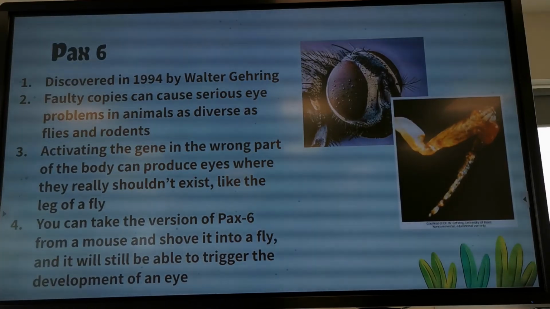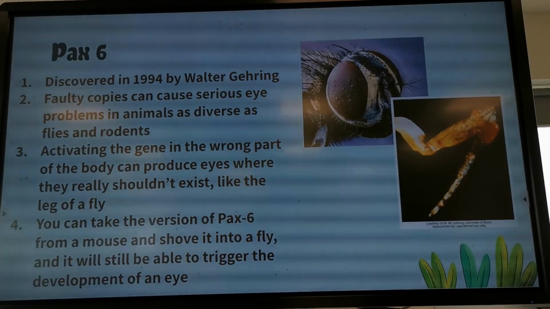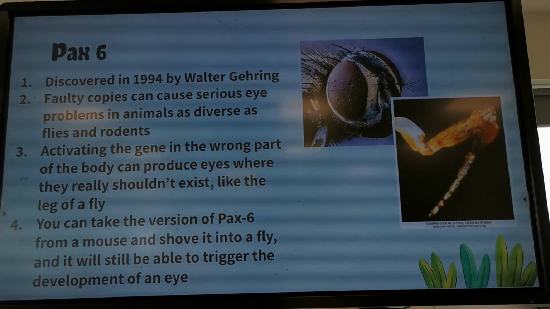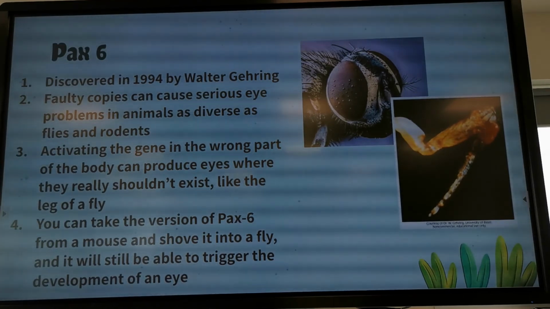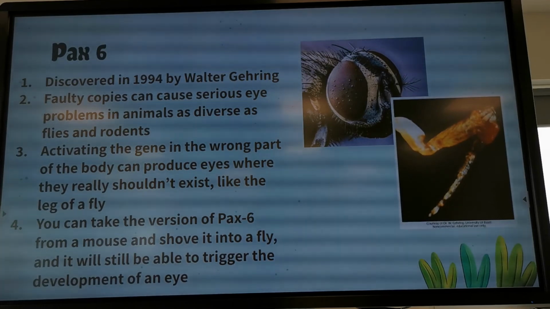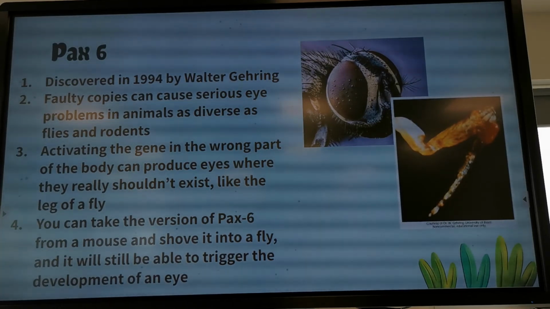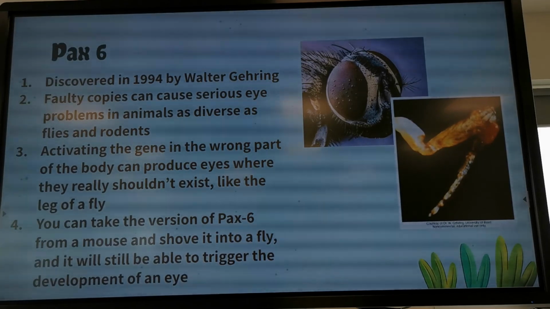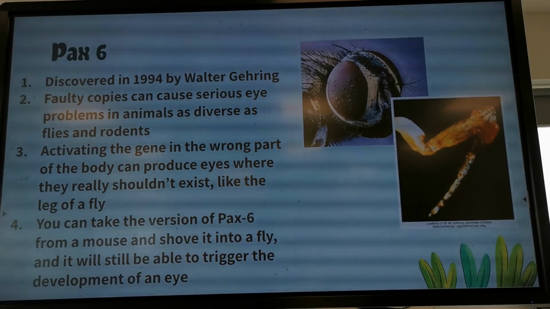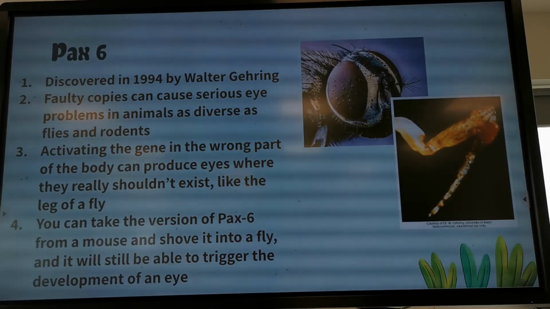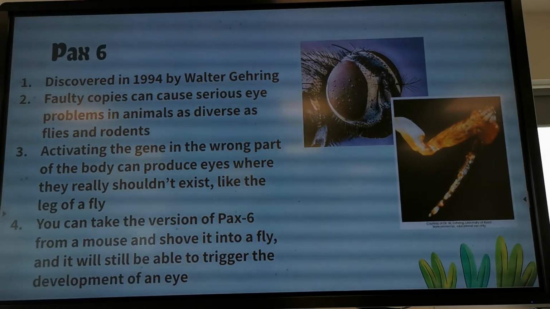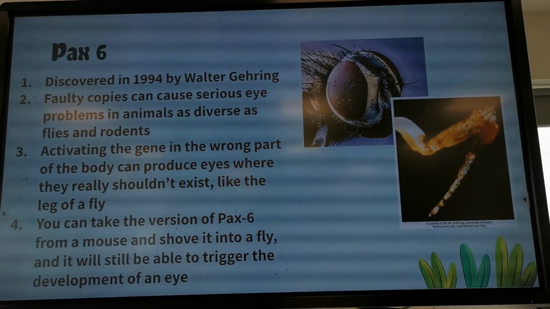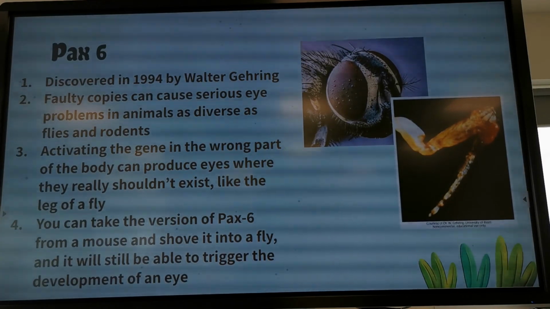And you can even take these PAX6 genes from different animals and put them onto another different animal and it will still be able to trigger the development of an eye. So again, they've done this with a PAX6 master gene from a mouse, implanted it onto a fly, and they're able to grow a fly's eye on a fly in a different part of the fly's body. So it's mind-blowing really, isn't it? It's just really interesting that you can do something as crazy as that. But like I say, it's that PAX6 gene, that's the root of it all. It's that controlling master gene that triggers the other genes to kick this process off.